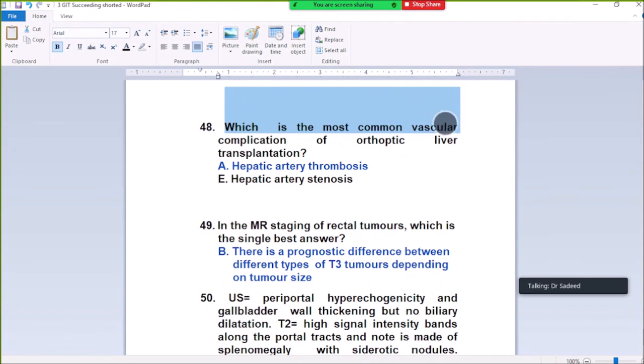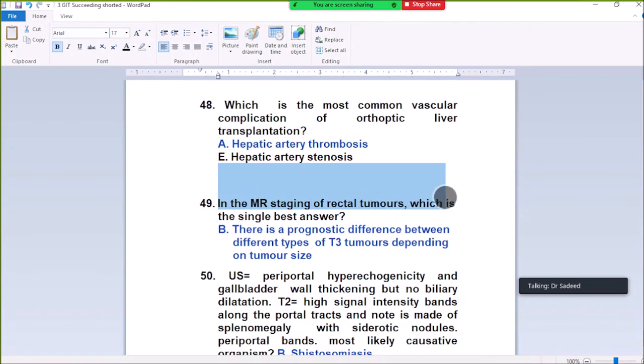48. Which is the most common vascular complication of orthotopic liver transplantation? Hepatic artery thrombosis. Other option is hepatic artery stenosis, but this is not the correct answer. Correct answer is hepatic artery thrombosis. Most common vascular complication after liver transplantation is hepatic artery thrombosis.